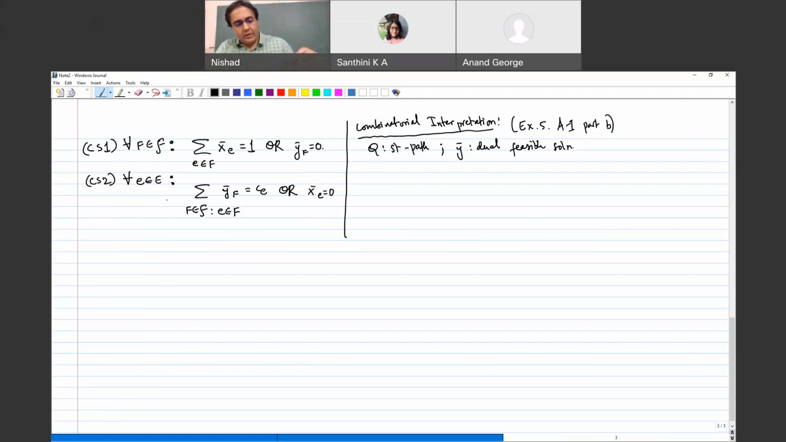Okay, so now let's try to understand what these conditions are telling us. Let me just call them 1 and 2 now, so that I don't always have to write CS1, CS2.